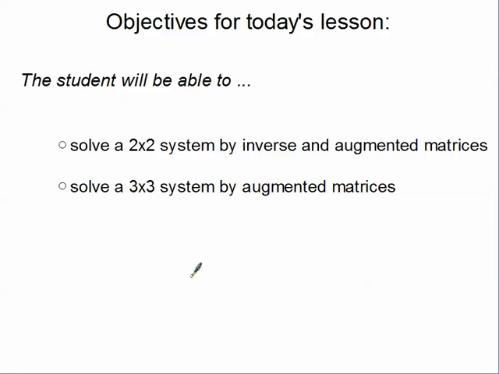So welcome to the tutorial on solving systems using matrices. We have two objectives in this tutorial. We're going to be working with 2 by 2 systems, that's two equations and two unknowns. We're going to be solving them by hand by inverse matrices and by augmented matrices. We're also going to look at a 3 by 3 system, that's three equations and three unknowns, and we're going to be solving that by augmented matrices.